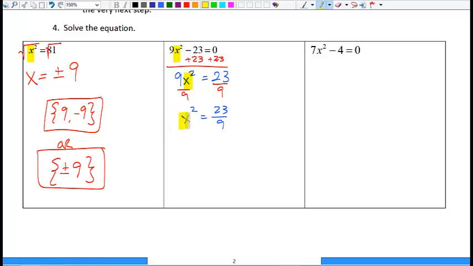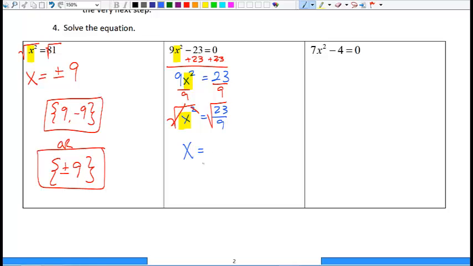Now this expression squared is all by itself equals some number on the other side. So step 1 is now done because the x squared equals number is in the right form. Step 2 says to take the square root of both sides. So I'm going to take the square root of both sides. Notice that the square and the square root undo each other and all you're left with is x.